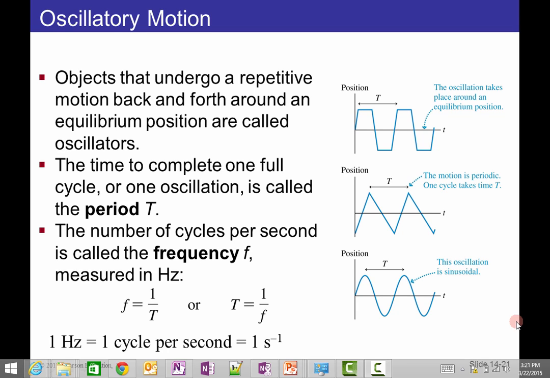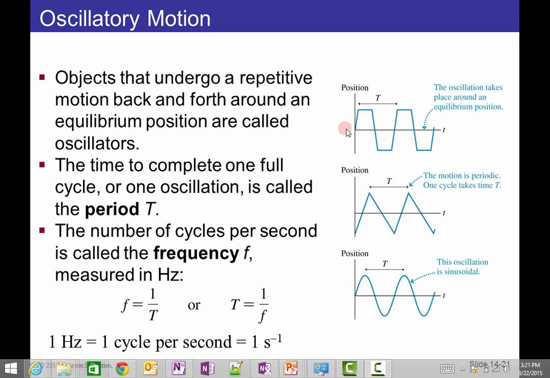Okay, so we are going to start with the chapter on oscillations in your book, and this is chapter 14. And let's start by looking at oscillatory motion. Basically, it's any motion that looks like this. If you plot the position versus time, it is a cycle, a motion made of cycles.